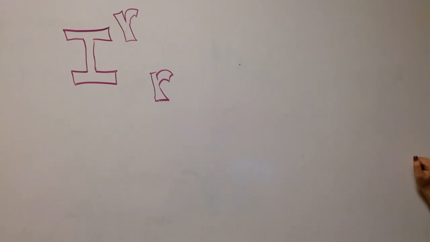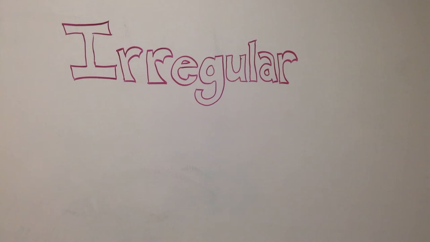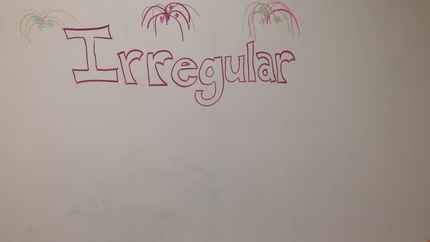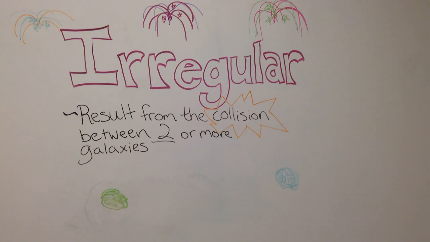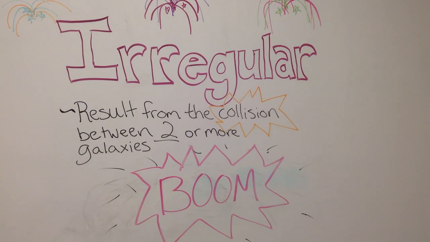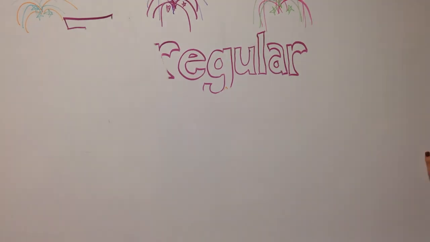So what is an irregular galaxy? Like the graph showed, they make up about 3% of the total galaxies. They do not contain very many similarities between each other. They result from the collision between two or more different galaxies. They are found in groups or clusters where collisions between galaxies would be very common, and they are usually about 10^8 to 10^10 solar masses.